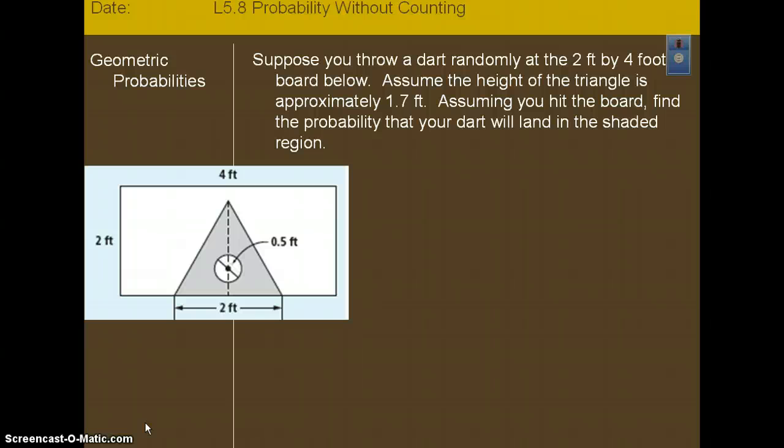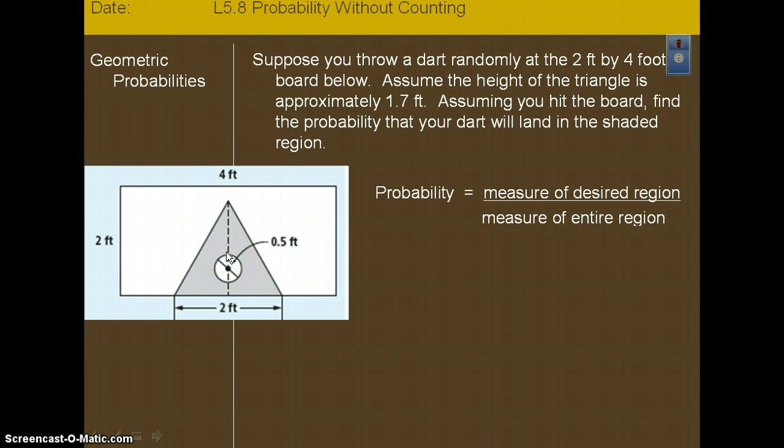And last but not least, we have another dart example, a very complex dart board here. Suppose you throw a dart randomly at the 2-foot by 4-foot board below. Assume the height of the triangle is approximately 1.7 feet. Assuming that you hit the board, find the probability that your dart will land in the shaded region. You'll notice that the shaded region is not quite the entire triangle. There is a section of the triangle that we will have to take out.